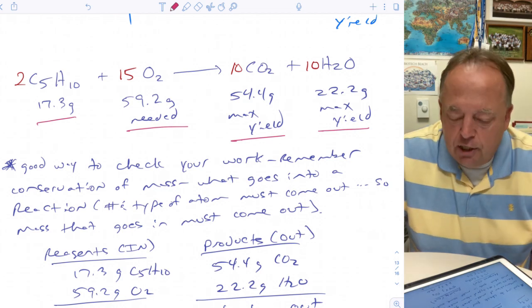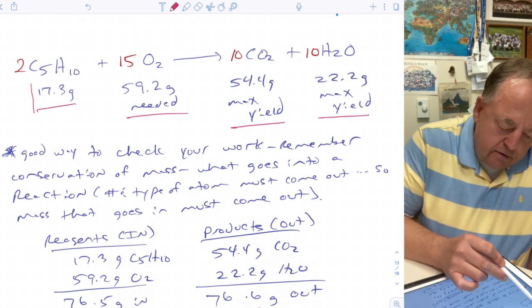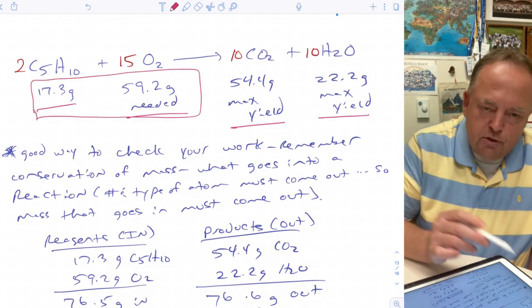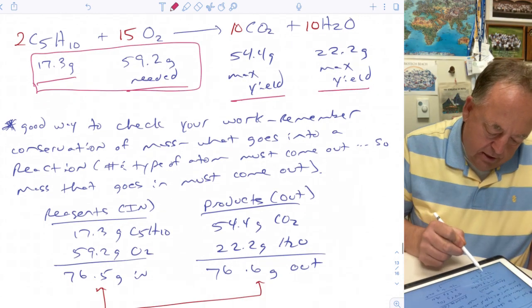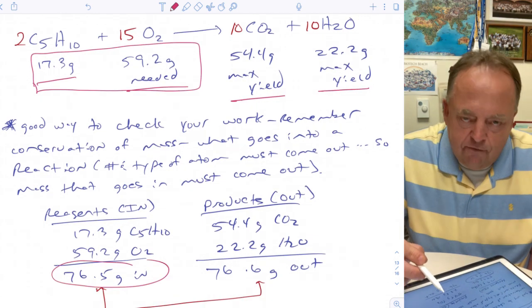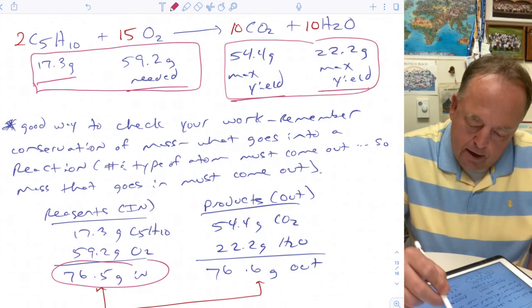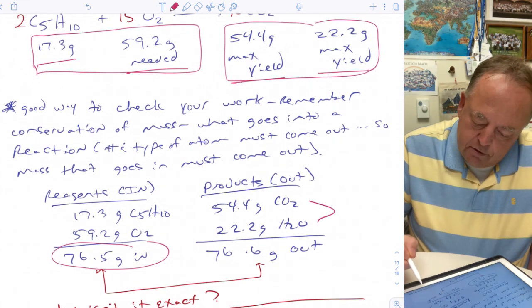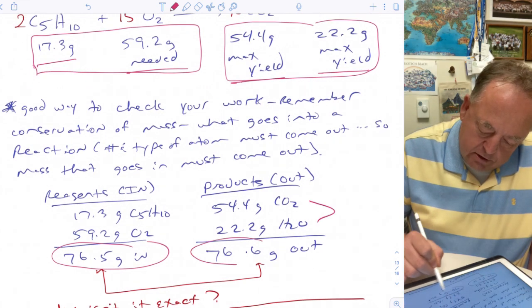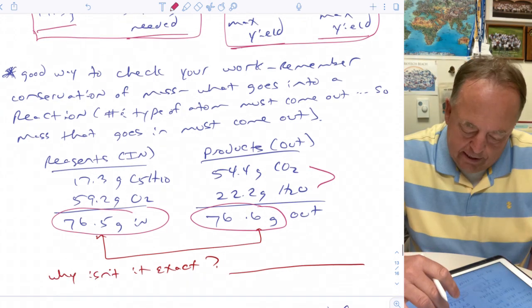And there's an easy way to check yourself to see if you did the mass right, because of this concept of conservation of mass, right? Whatever you put into a reaction has to come out. So we can add those two masses together. So we put 76.5 grams into the reaction, and then we can add up what comes out. So the 54.4 and 22.2 grams of water, if we add those together, we get 76.6 grams. It's not quite exact. Why isn't it exact?